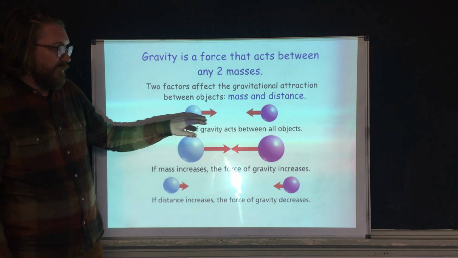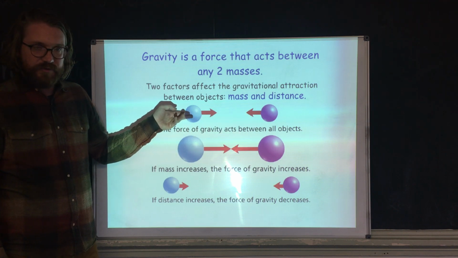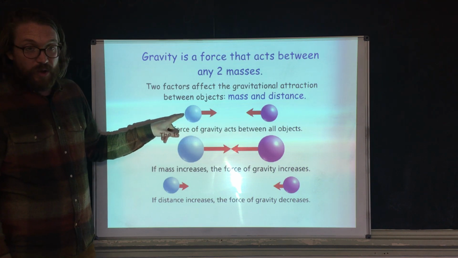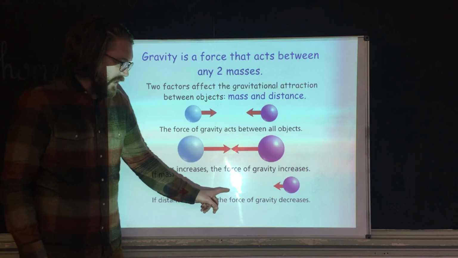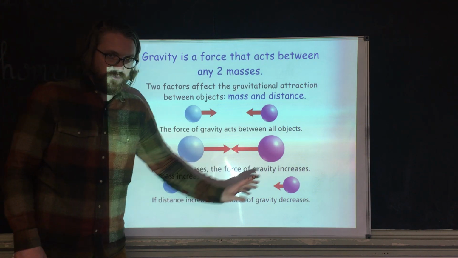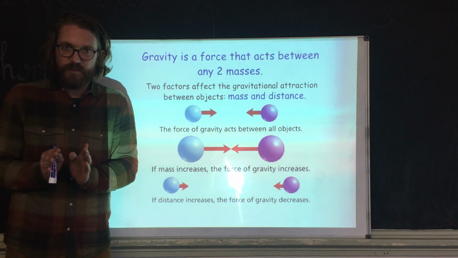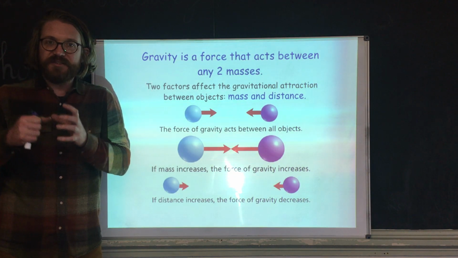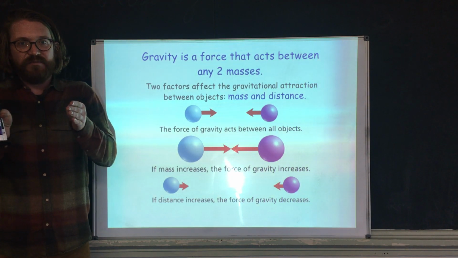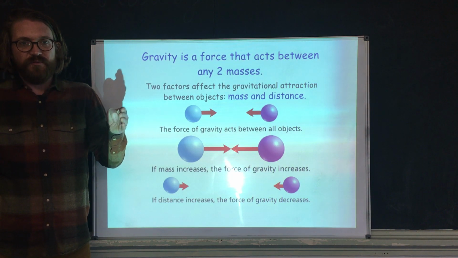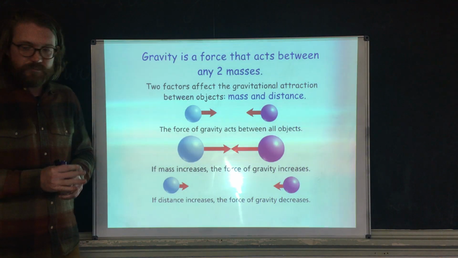Here, the force of gravity is represented with these little red arrows. Look at this. This is a small object. As the object gets bigger, the arrow gets bigger. As the objects get farther away from each other, the arrows get smaller. As the objects get bigger, the force of gravity gets bigger. As the objects get farther away from each other, the force of gravity gets smaller.